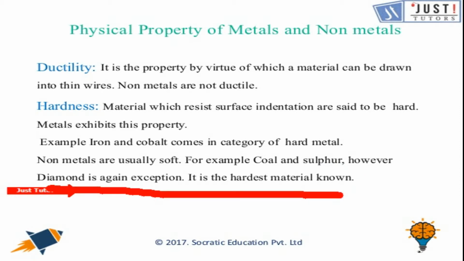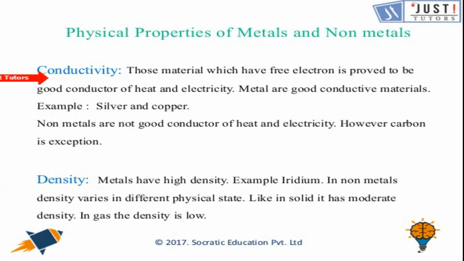Now moving forward here, conductivity. Conductivity is how well it can conduct electricity. So metal are good conductor of electricity because they have free electrons. Example, silver and copper. Density. Metals have high density. Example, iridium. In non-metal, density varies in different physical state. Like in solid, it has moderate density. In gas, density is low.